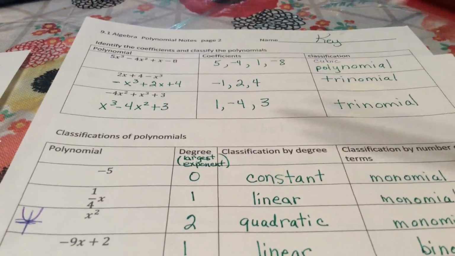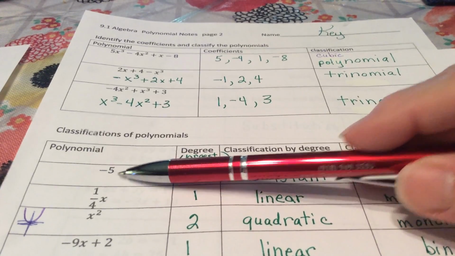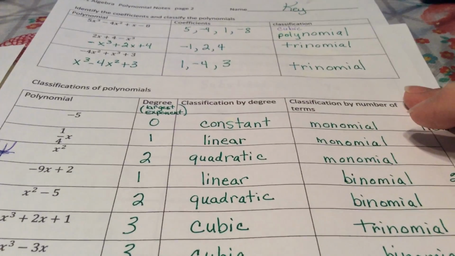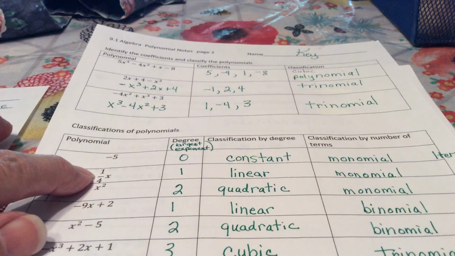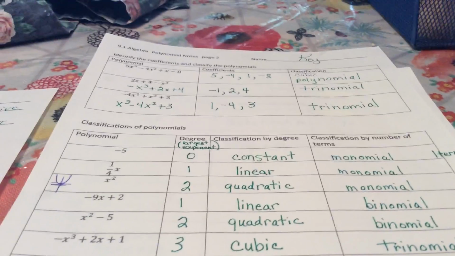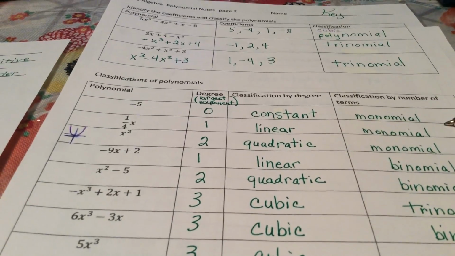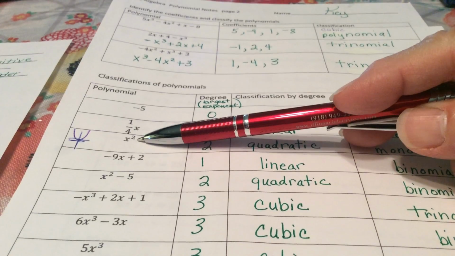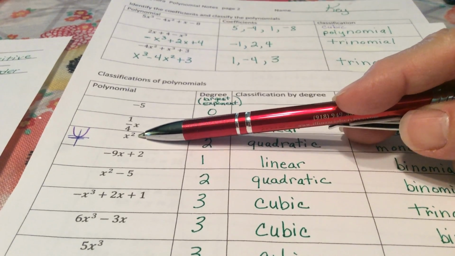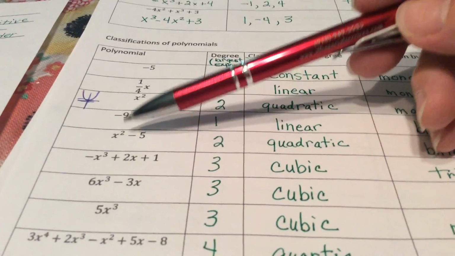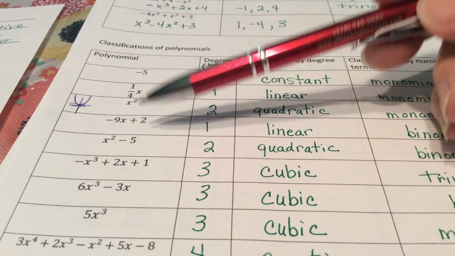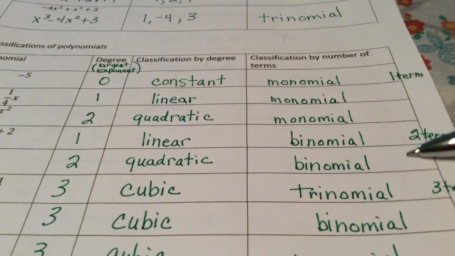Now we're going to go back up, and again, we're going to do this by terms. This only has one term. It is called a monomial. This one only has one term. There's no pluses or minuses. So it is a monomial. This one has only one term. No pluses, no minuses. So therefore it is a monomial. This one has 2 terms, negative 9x and 2. That makes it a binomial.